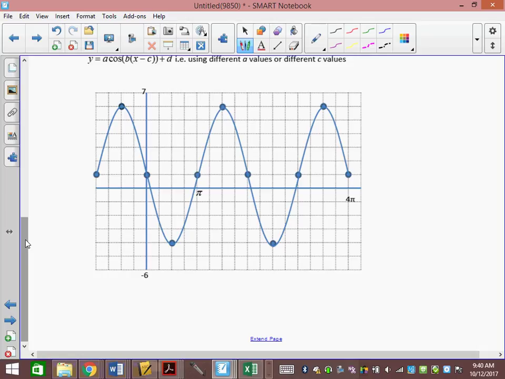So the amplitude doesn't change whether it's a cos or a sine. What's my amplitude? What's the difference? So 1, 2, 3, 4, 5, 6, 7, 8, 9, 10. So what's my amplitude? 10? 5. So my A could be plus or minus 5.